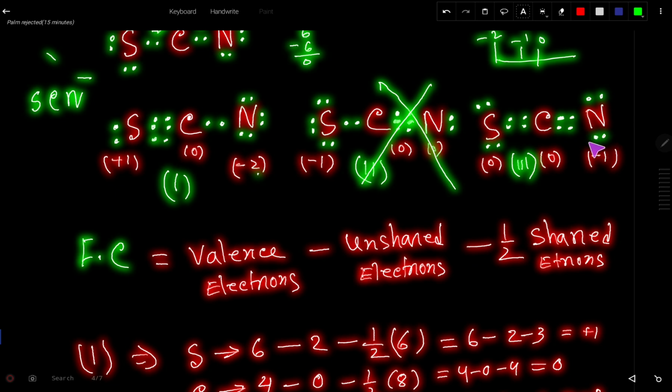So this structure 3, that is the double-bonded structure, is the best Lewis structure for SCN minus, right? So thank you for viewing this video. Be well.